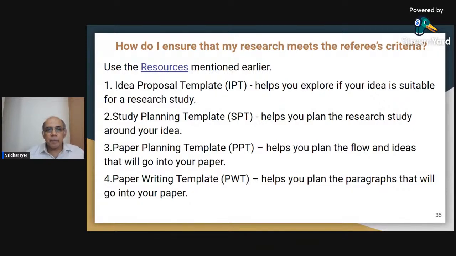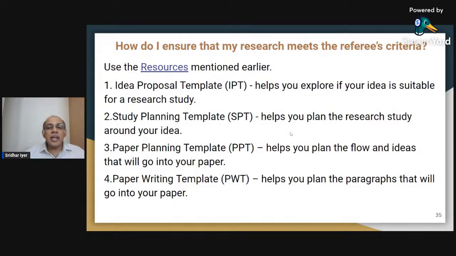Then there is the study planning template, which says that once you have an idea, how to plan the study. Should you have a control group? Should you have an experimental group? Should you have 30 students? Is it okay to do it with 5 students? Things like that, the study planning template can help you decide. What kind of data should you collect, how should you analyze the data, all that is part of the study planning template.